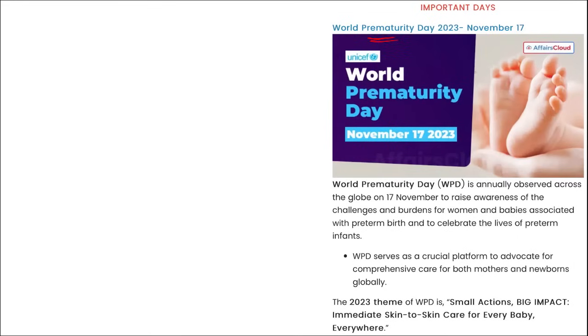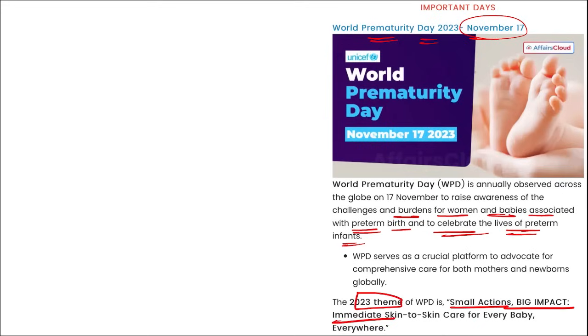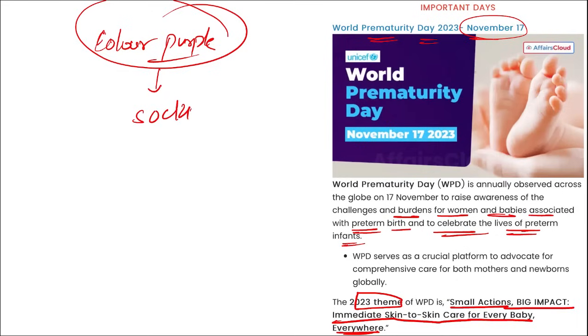Next is World Prematurity Day, observed on 17th of November. This day is observed across the globe in order to raise awareness of the challenges and burdens of women and babies that are associated with preterm birth and to celebrate the lives of preterm infants. Then there is a theme for this day, that is small actions, big impact, immediate skin to skin care for every baby everywhere. Right? And here remember, the color purple and the socks line, they both are the symbol for World Prematurity Day.